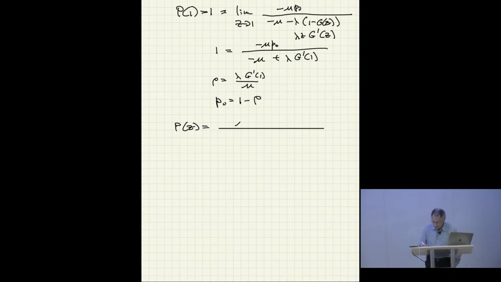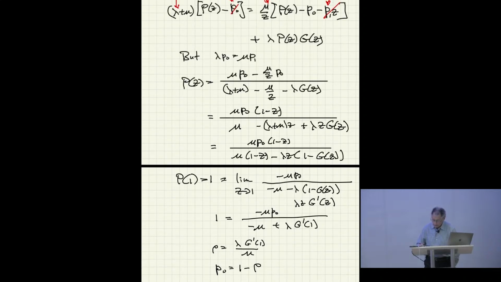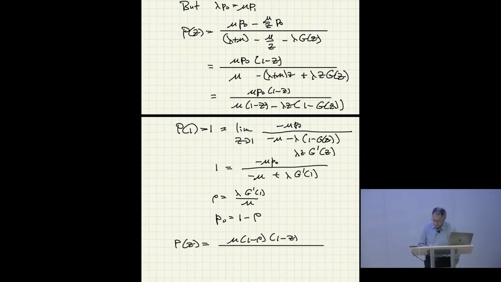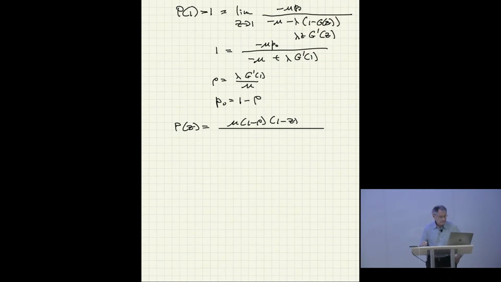It's mu (1 minus rho). I just put in for P0. I'm still stuck with the 1 minus z upstairs. Remember, I'm plugging in to this equation at the bottom of that top page. And downstairs, I'm going to get mu (1 minus z) minus lambda z (1 minus g of z). Okay, that's basically the answer.